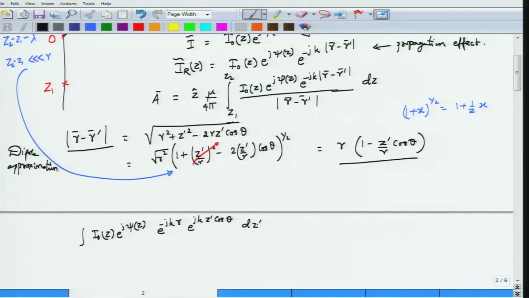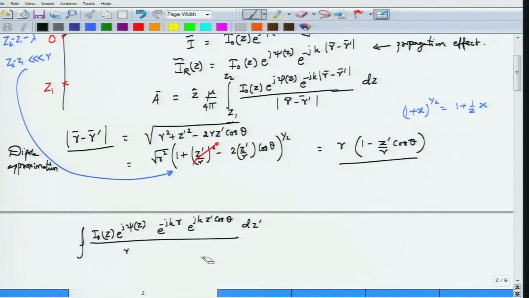The integration is along the z axis, divided by, in the denominator, r minus r prime. If I expand this r minus r prime with the approximation, I get r minus z prime cos theta. Now, z prime itself is quite small, and the magnitude of cos theta cannot be greater than 1. Therefore, this term z prime cos theta is always less than z prime itself, which is further less than r. Therefore, in the denominator I simply erase this z prime cos theta.